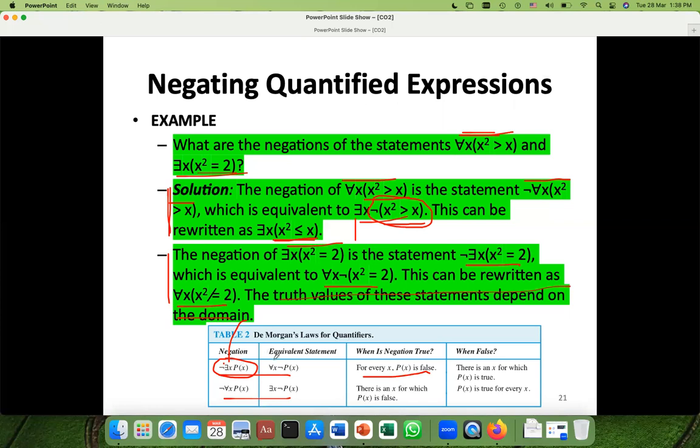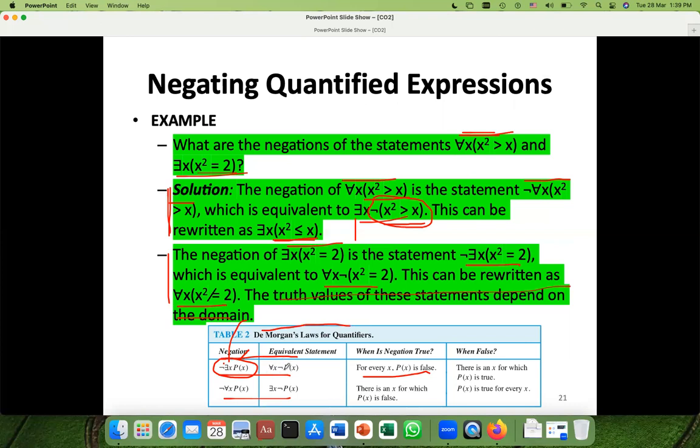Similarly, this statement which is written here is an equivalent statement. This statement is equal to this one written here. If you move this negation forward, this existential quantifier will be converted into for every x, and the negation will come here before the p of x. This rule is called De Morgan's law for quantifiers.